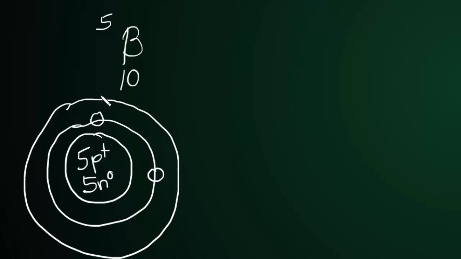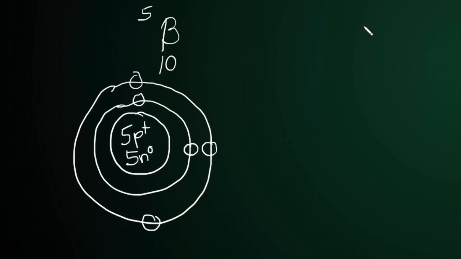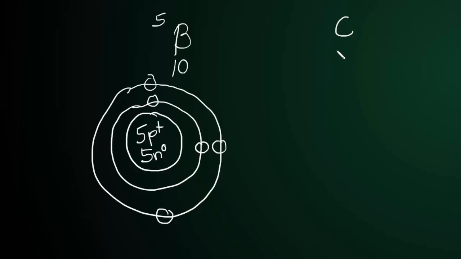We've got 3 more electrons. 1 at the top, 1 on the side, 1 on the bottom. And perhaps you can guess the next one's going to go there. 5 electrons, 5 protons, neutral atom. Let's go on and do carbon. Carbon has a mass number of 12 and an atomic number of 6.